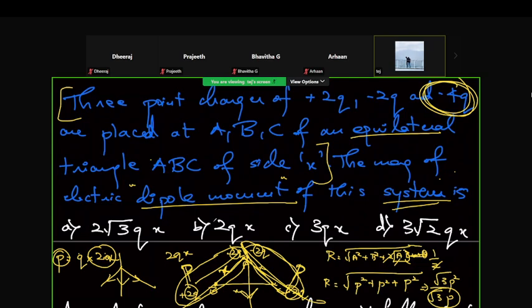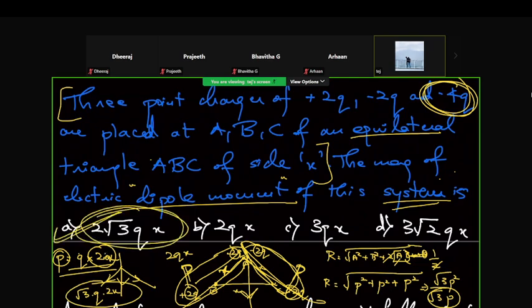Obviously, none of the options are matching. Not required. What's the value of P? P is just now found. P is equal to Q into 2x. So it becomes root 3 into Q into 2x. So A, 2 root 3 QX, is the answer. Same, you just put the 2 before.